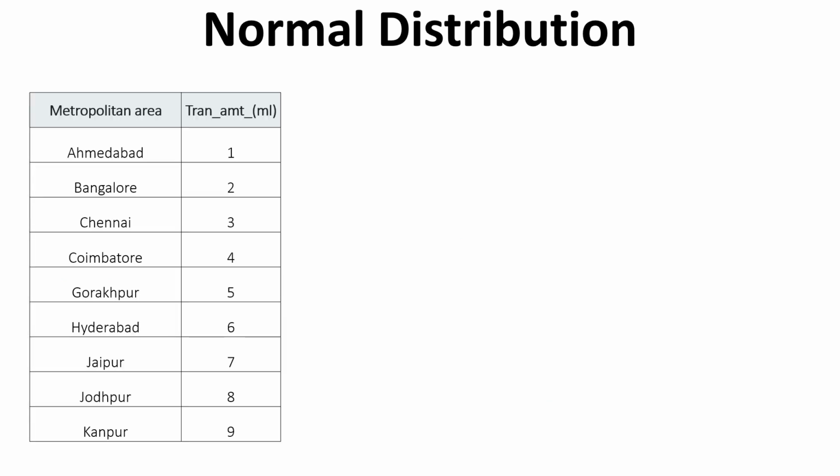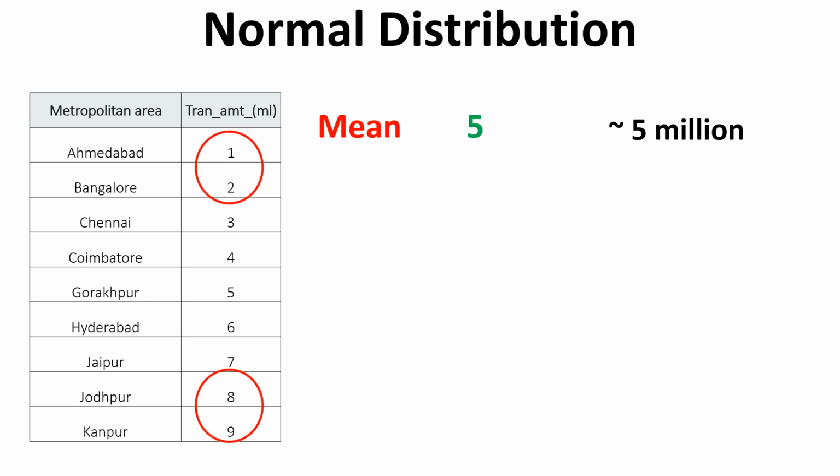So let's take an example. Here we have the transaction amount for a given month in the following metro cities in India, and we have to summarize this data set. The first thing that comes to mind is finding the mean. After finding the mean, we can say that approximately each of these cities has a transaction amount of 5 million. Now what next? If you look at these data points, are they actually 5 million? No. Then we find the standard deviation, and we get 2.58.